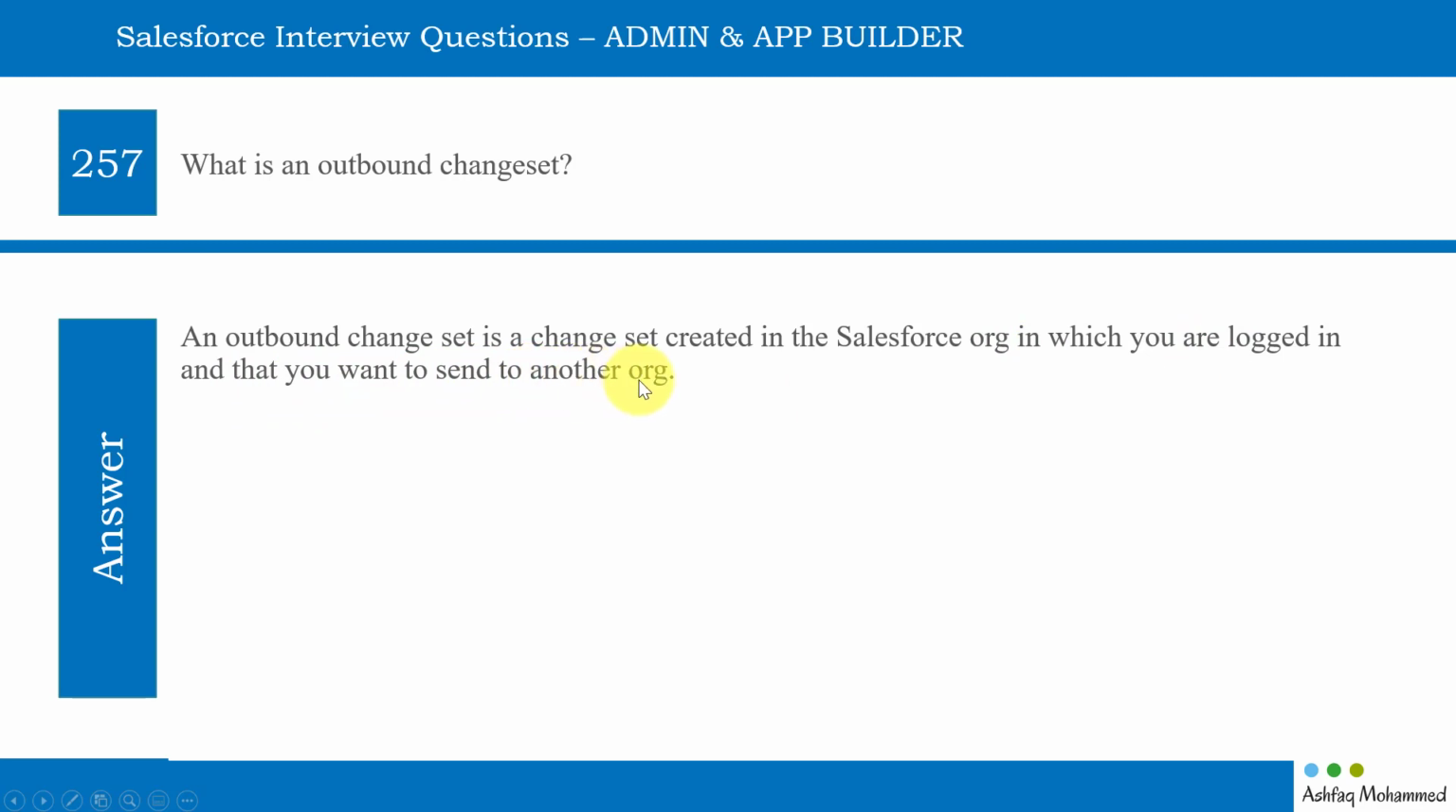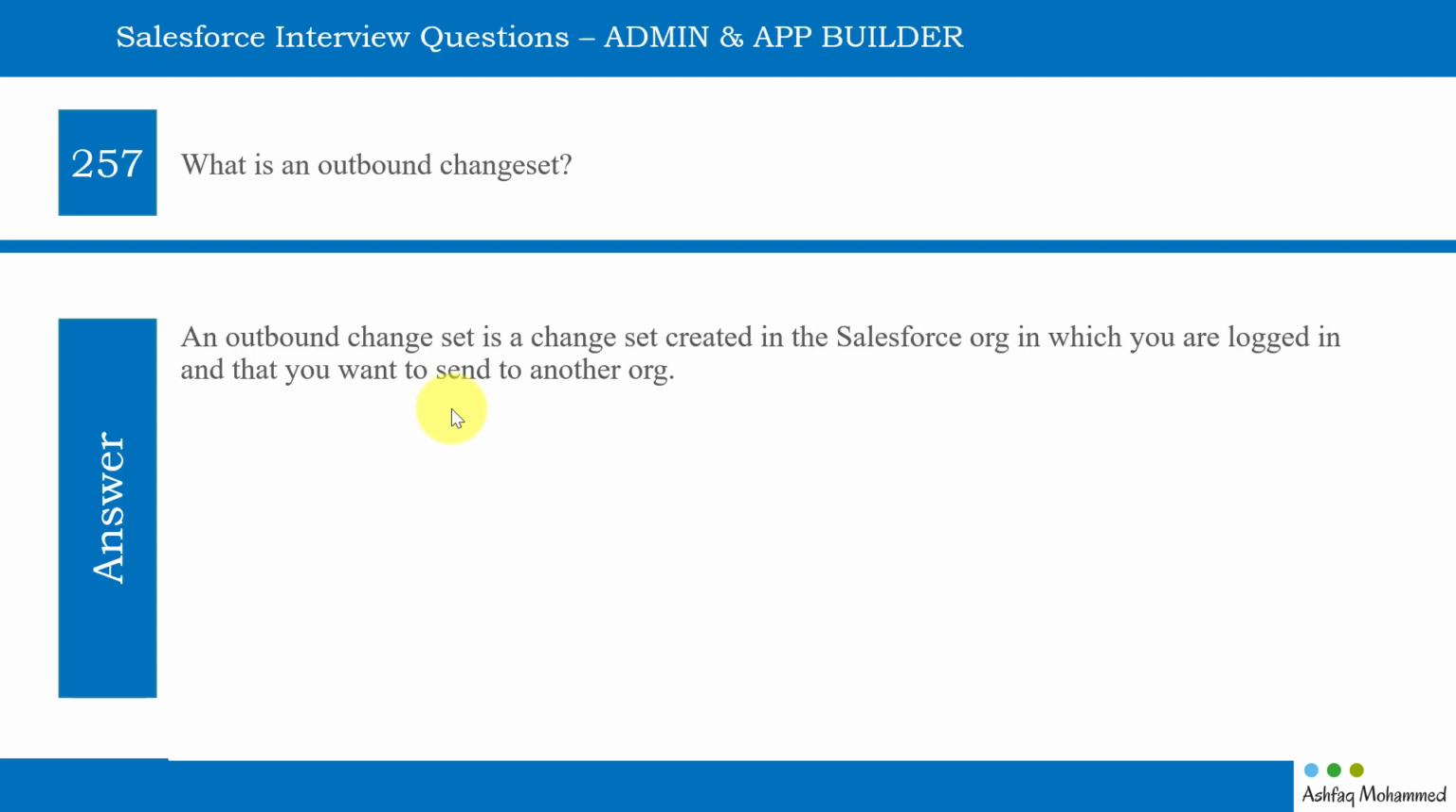Let's suppose I am in a developer org and I have done some development. Let's suppose I have created an Apex class, a trigger, and a custom object. In the source org, I mean my developer org where I have done the development, I will go to Setup and search for outbound change sets, because I want to take these components which I have developed out of this org.